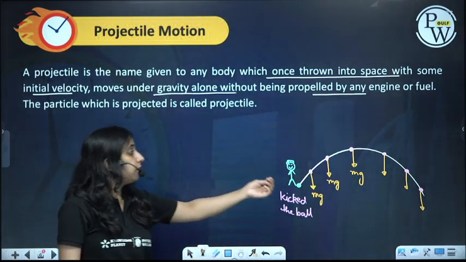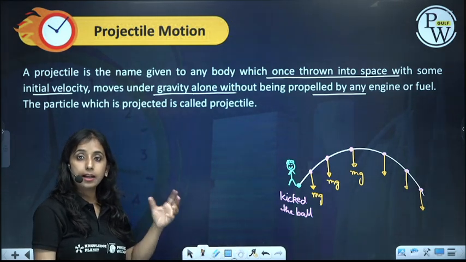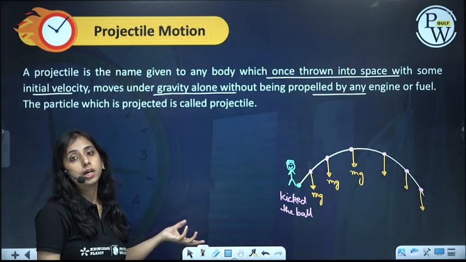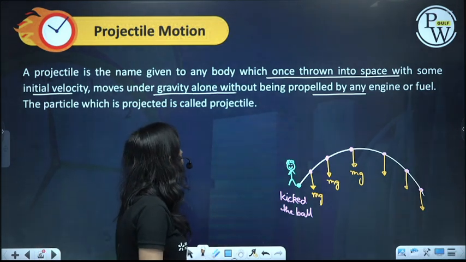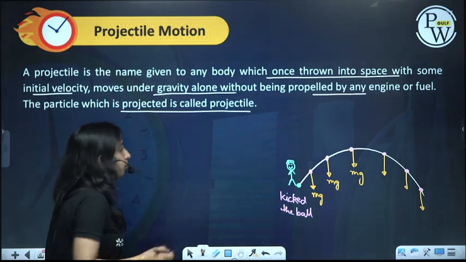And this ball is called the projectile, or the object which is thrown is called a projectile, and the motion of such an object is called projectile motion. The object which is projected is called a projectile.